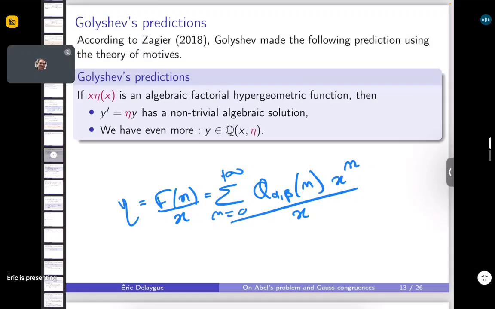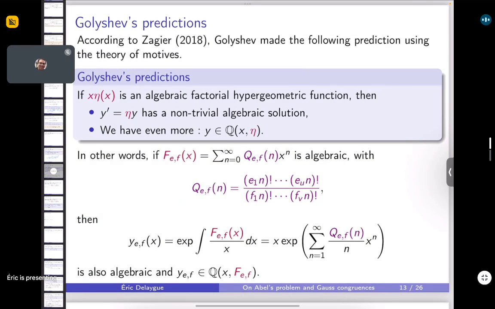Then the prediction was that, in fact, Abel's problem has an algebraic solution, and we have even more: y is again in the field spanned by x and eta over Q. And this means that m is equal to 1 in the algebraic characterization we saw previously.